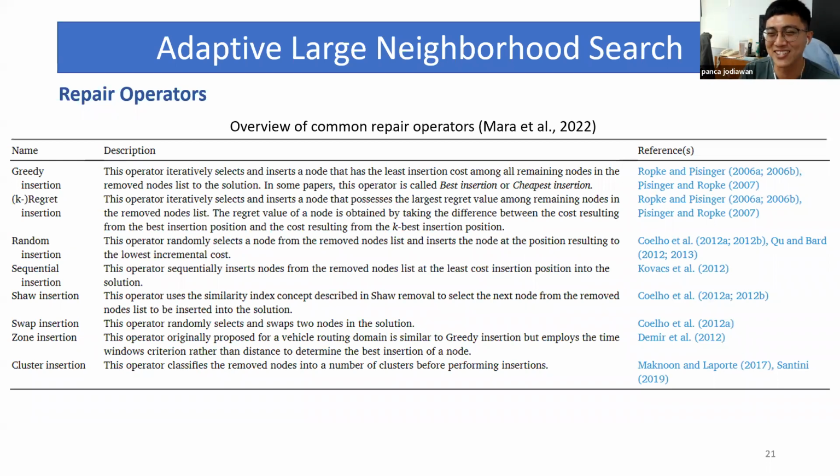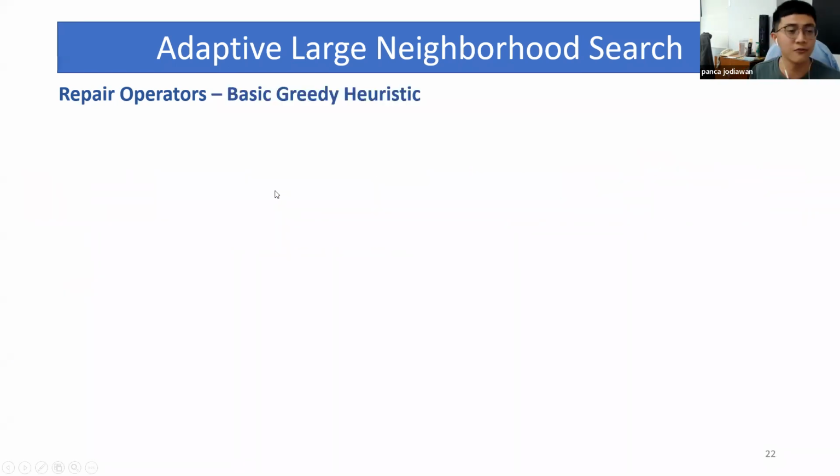Thank you for the question, Dr. Wira. Then now let's take a look at the table. We have greedy insertion, and then we have K regret, random insertion, sequential, cluster insertion. Again, I will just discuss the first 2 insertions, the greedy and the regret insertions, since they are originally proposed by Professor Ropke and Pisinger. Then let's start from the basic greedy heuristics.